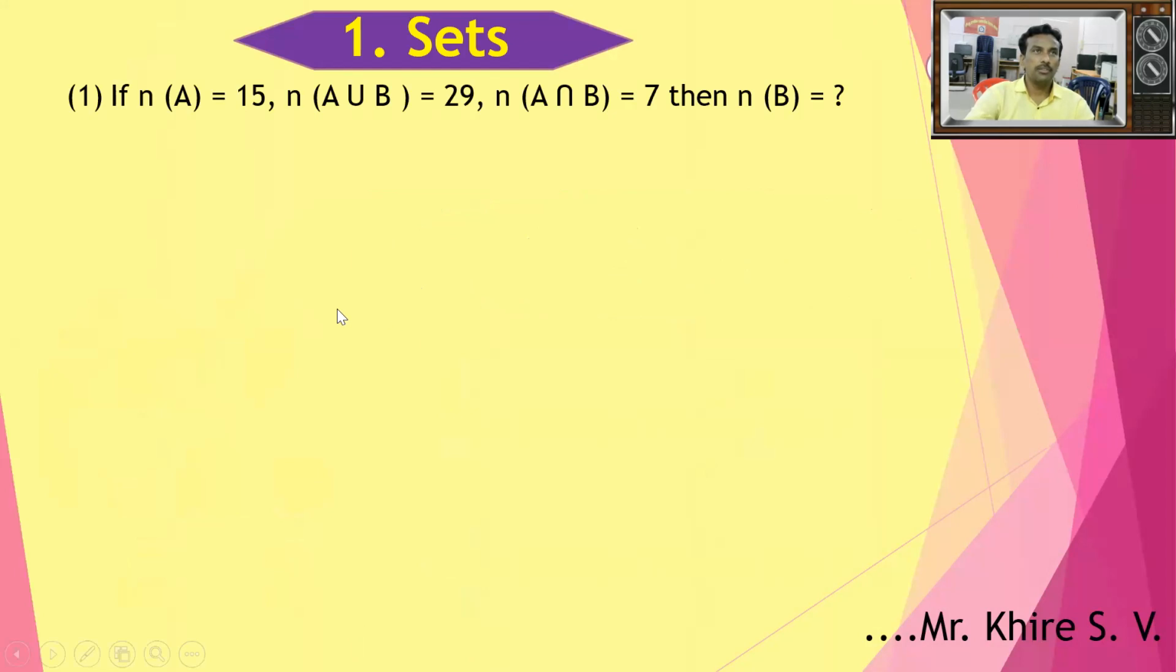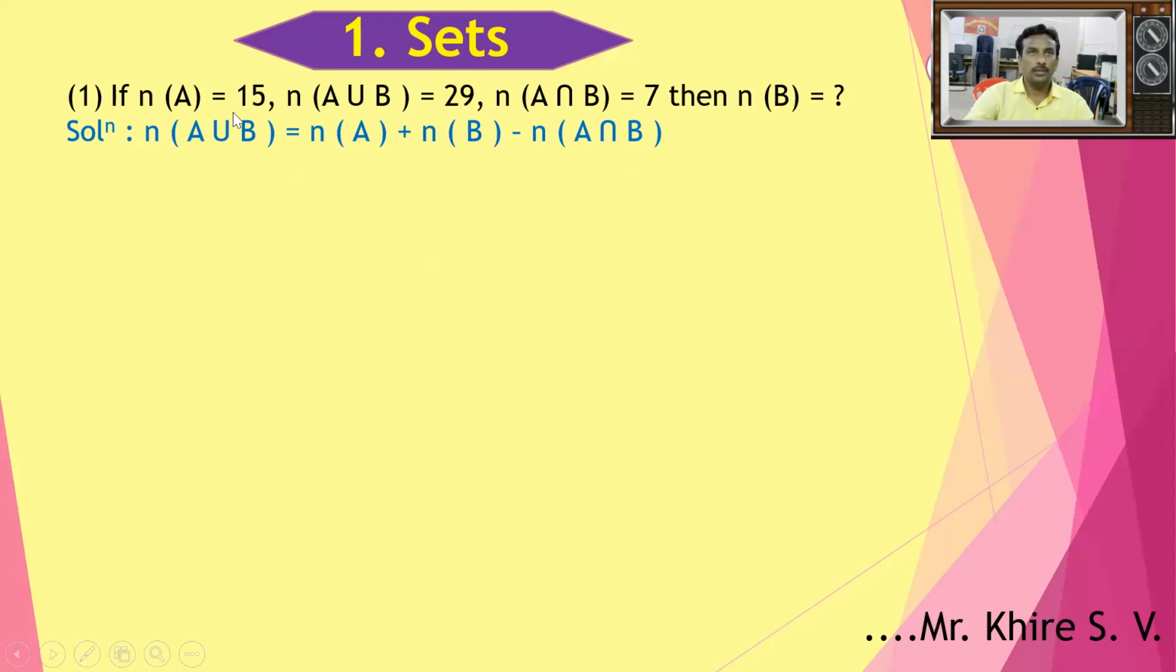First example: if n(A) is equal to 15, n(A union B) is equal to 29, n(A intersection B) is equal to 7, then n(B) is equal to how much? We have to find out n(B) here. For this there is a formula. The solution is: n(A union B) is equal to n(A) plus n(B) minus n(A intersection B). This is the formula.